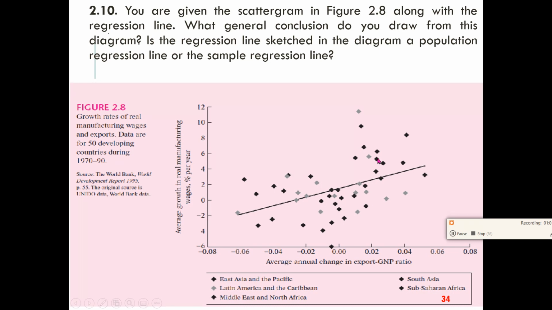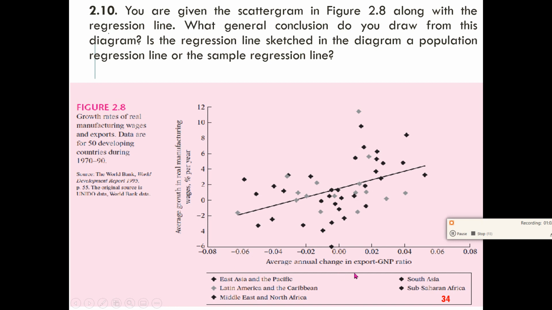So next we have another example in which we see data on growth rate of real manufacturing wages and export, and the data are for 50 developing countries, right? First question is, what general conclusion do you draw from this diagram? So let's focus on the answer to this. What general conclusion do you draw from this diagram? So if you look at the diagram, what is it saying?